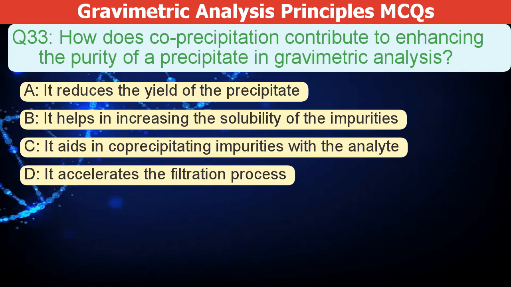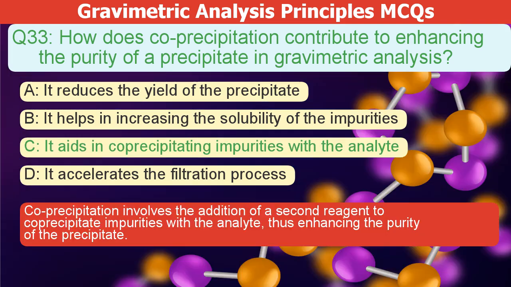How does co-precipitation contribute to enhancing the purity of a precipitate in gravimetric analysis? A. It reduces the yield of the precipitate. B. It helps in increasing the solubility of the impurities. C. It aids in co-precipitating impurities with the analyte. D. It accelerates the filtration process. The correct answer is C. Co-precipitation involves the addition of a second reagent to co-precipitate impurities with the analyte, thus enhancing the purity of the precipitate.